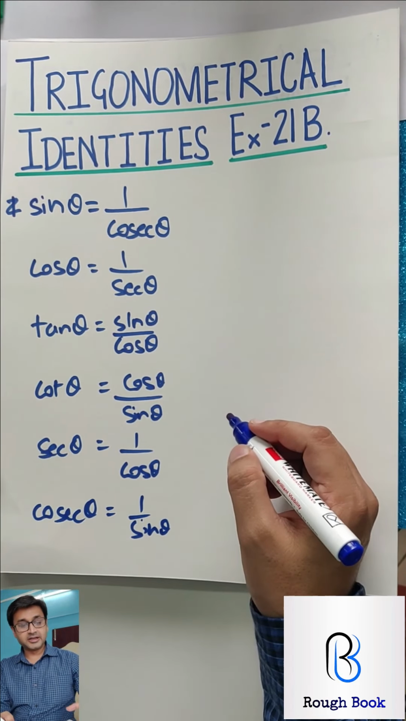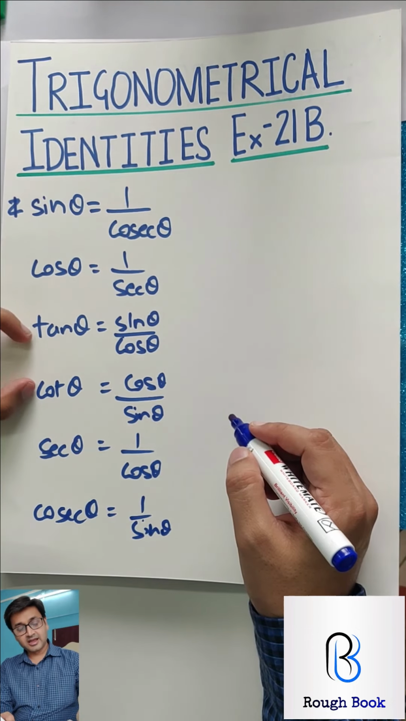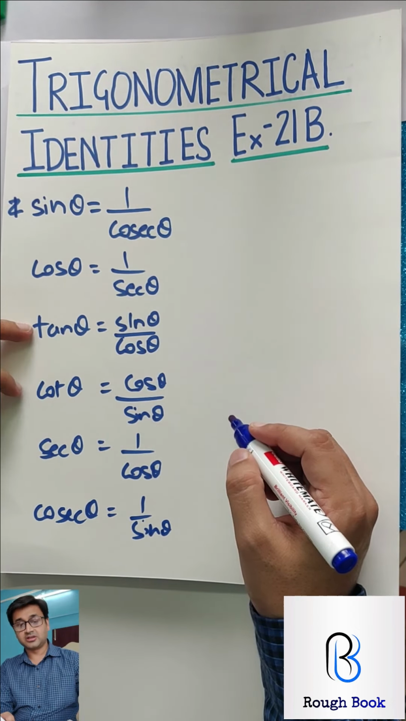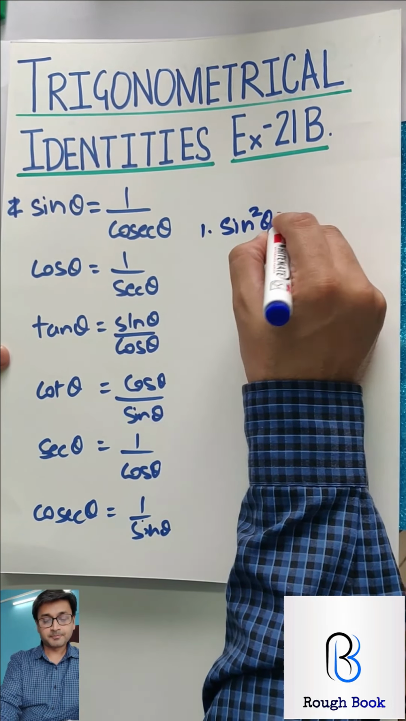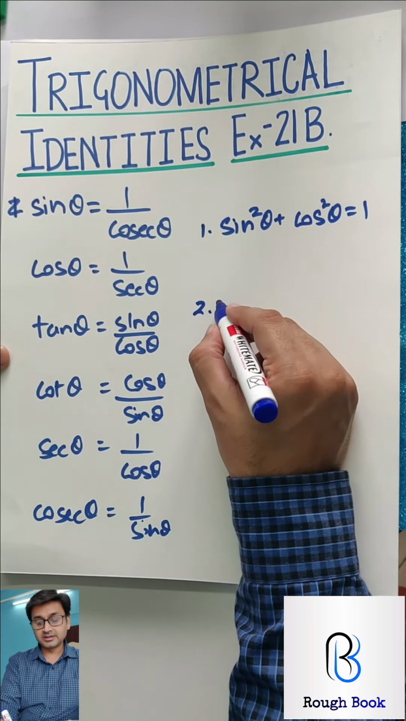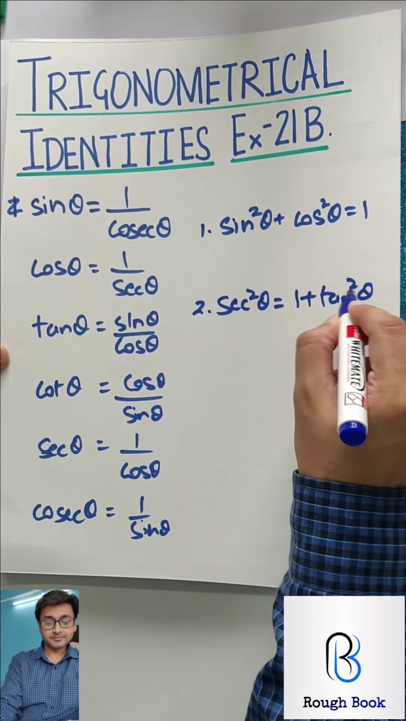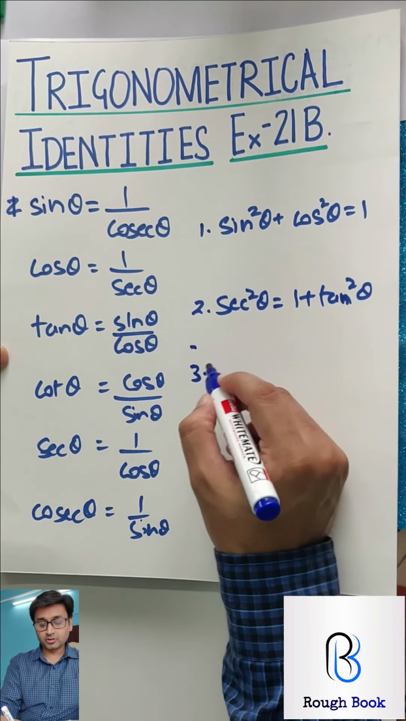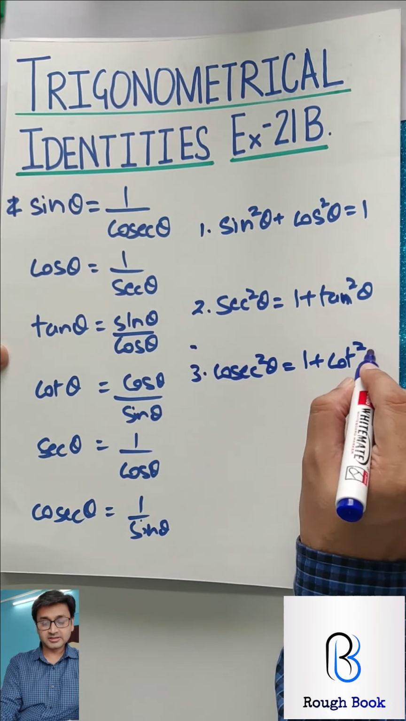So they are all interlinked reciprocal ratios: first and last, second and second last, and these two with sine and cos, and with each other also. Three square ratios: the first one, sine square plus cos square equals 1; the second one, sec square is equal to 1 plus tan square; and the third one, cosec square is equal to 1 plus cot square.